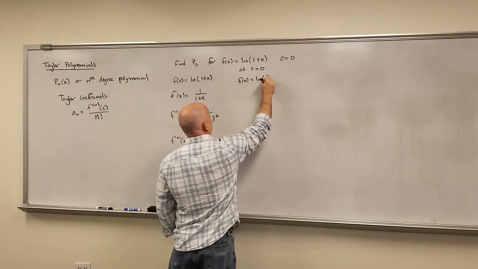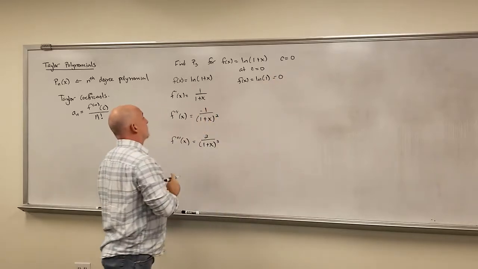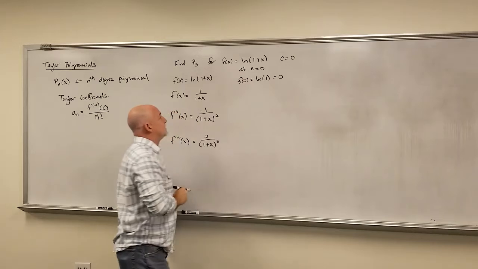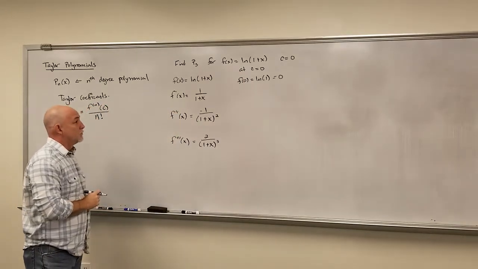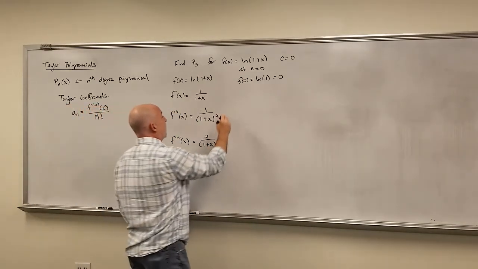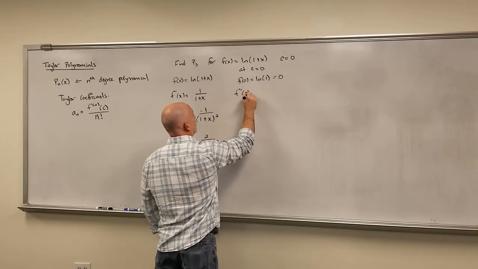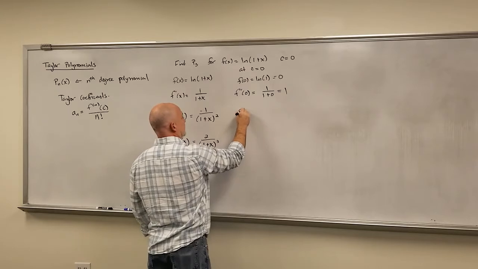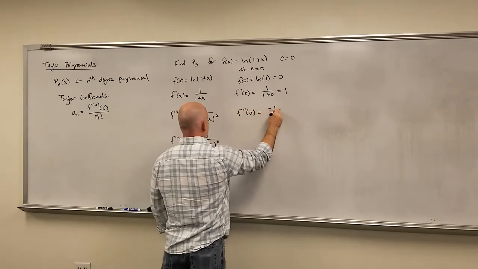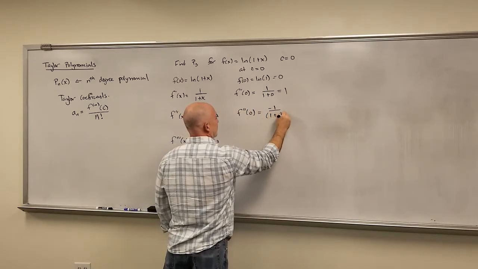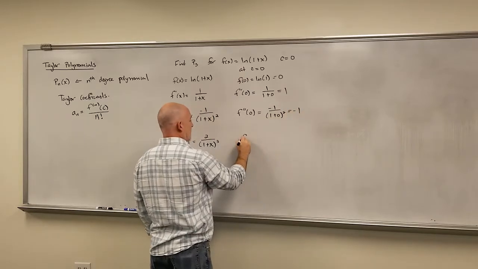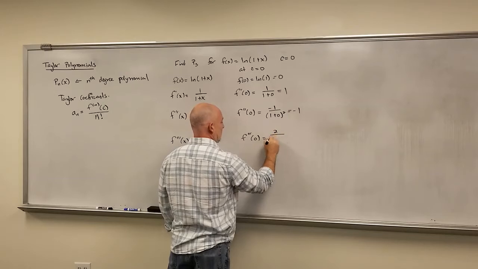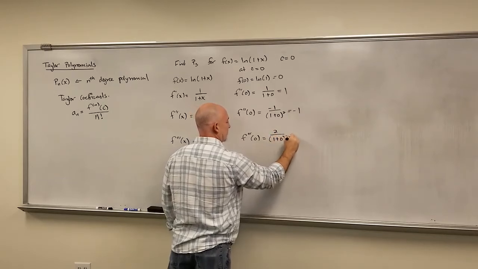the natural log of 1, which is, f at 0 is the natural log of 1, which is 0. F prime of 0 is 1 over 1 plus 0, which is 1. F double prime of 0 is negative 1 over (1 plus 0) squared, which is negative 1. F triple prime at 0 is 2 over (1 plus 0) cubed, which is 2.